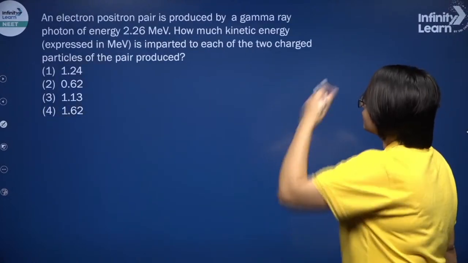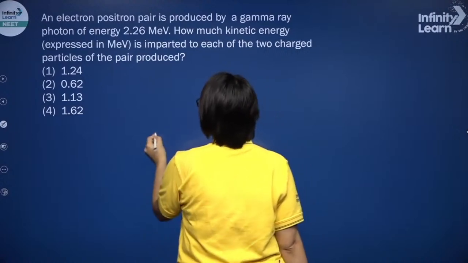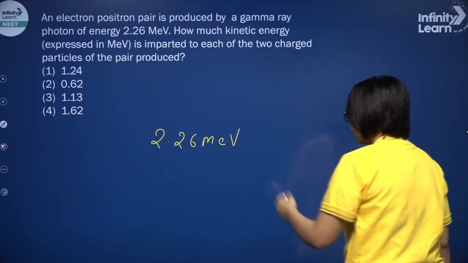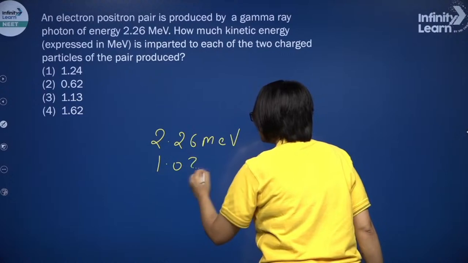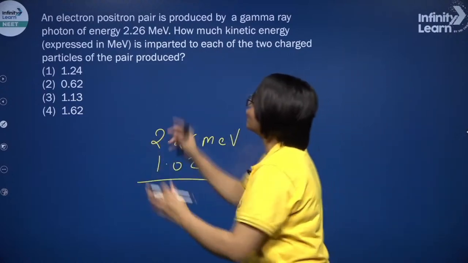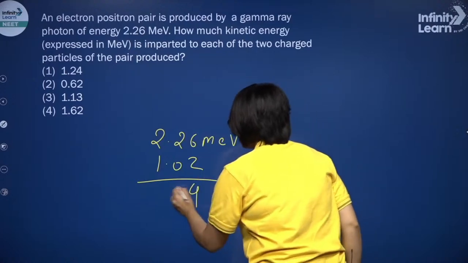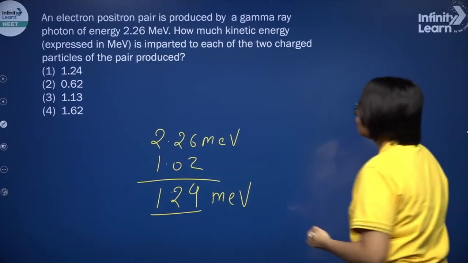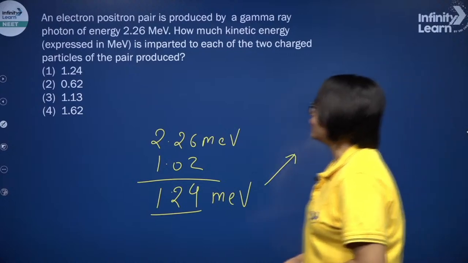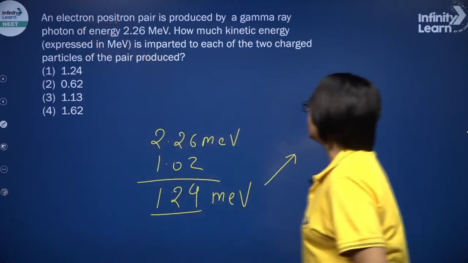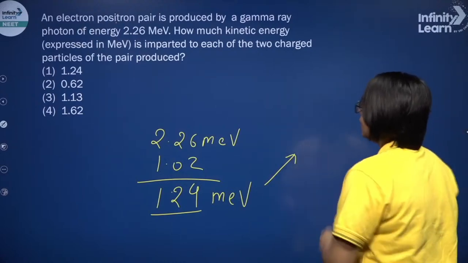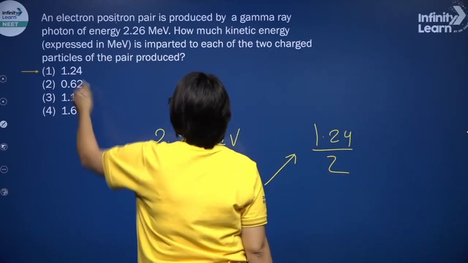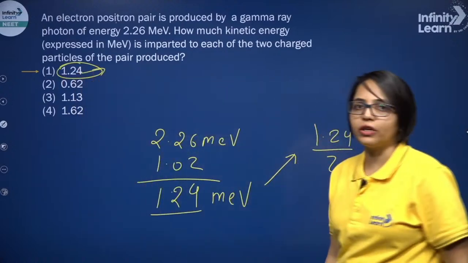Next is this one. An electron-positron pair is produced by a gamma ray photon of energy 2.26 mega electron volt. Out of this 2.26 MeV, 1.02 MeV is utilized in creating the pair of electron and positron. So we are left with 1.24 MeV only. This 1.24 MeV will be divided equally between electron and positron. So energy imparted to each is 1.24 divided by 2, that is 0.62 MeV. Total pair will get 1.24 MeV and each will get 0.62 MeV.